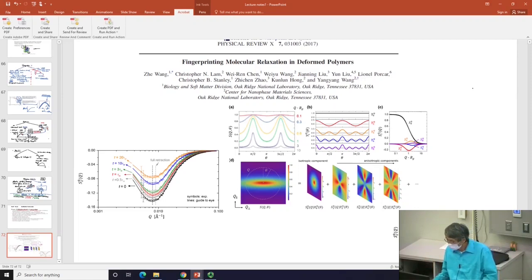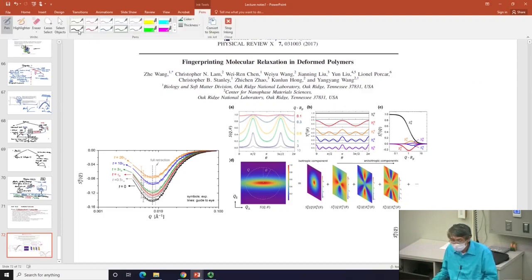So according to the tube model, which is on the lower left here, the peak of this so-called second spherical harmonic will remain at the same place up to tau r before chain retraction.